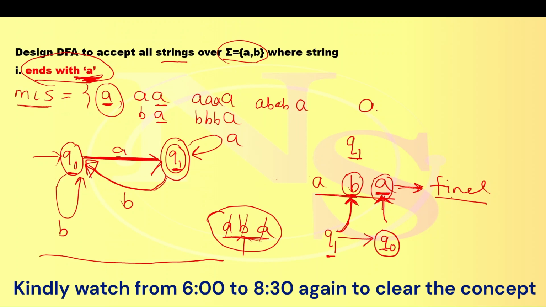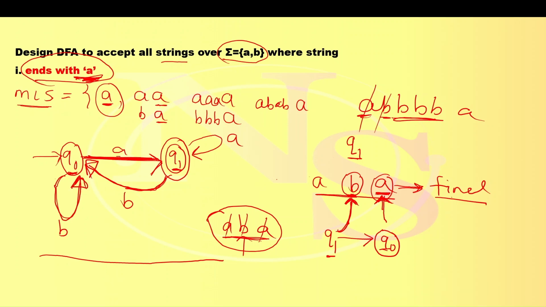You can write any string, for example A and multiple B's, ending with A. See, first symbol is A, Q0 reading A, going to state Q1. Next symbol is B, Q1 reading B, going to state Q0. Next symbols are multiple B's, so Q0 reading any number of B's, we have the self loop, but ending with A. Once all B's are read by Q0, the last symbol is A, so Q0 reading A goes to the final state.